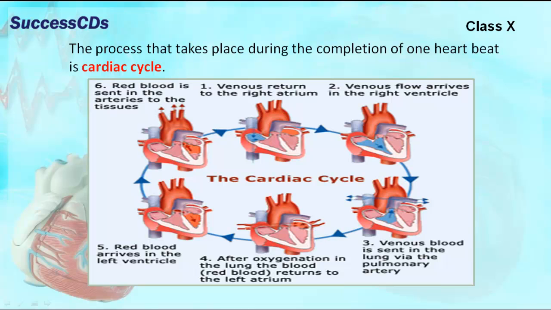Venous return to the right atrium. Then the venous flow arrives in the right ventricle. Venous blood is sent to the lungs via the pulmonary artery. After oxygenation in the lung, the blood, red blood, returns to the left atrium. Red blood or oxygenated blood arrives in the left ventricle. Red blood is sent in the arteries to the tissues.